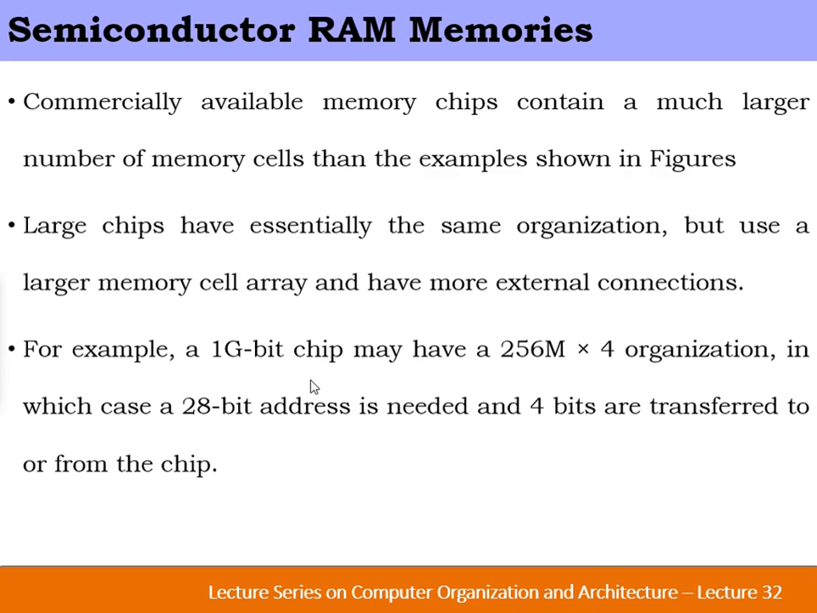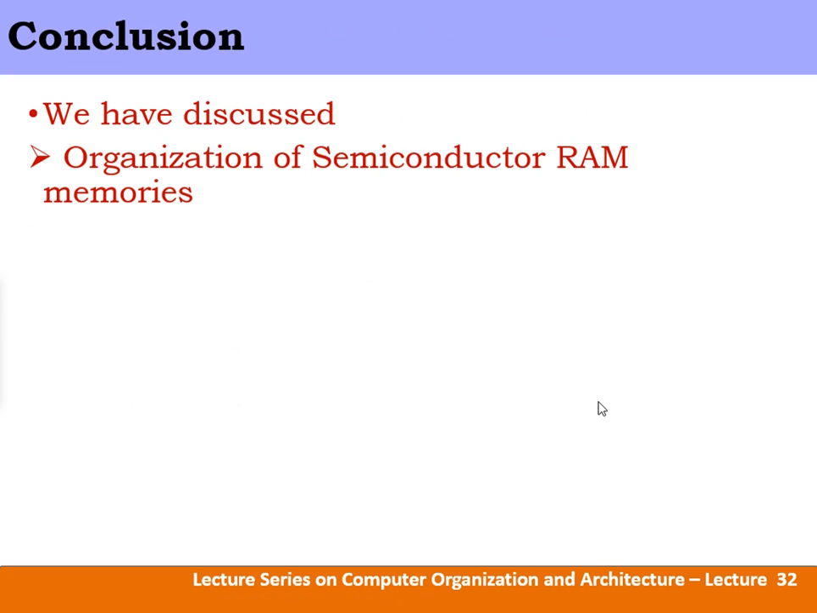So this is 1 giga, meaning I can go with this many locations. If I want to access 256 mega memory locations, I require at least 28 address lines. And as usual, 4 bits is the number of bits we are extracting to or from the memory chip.